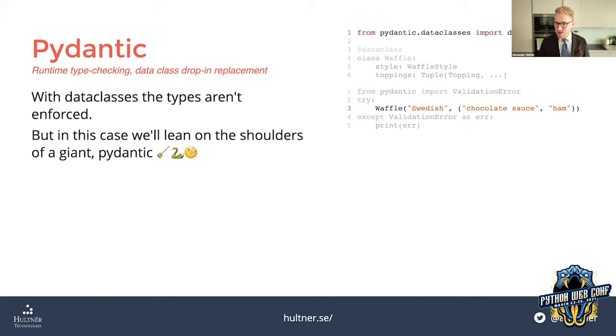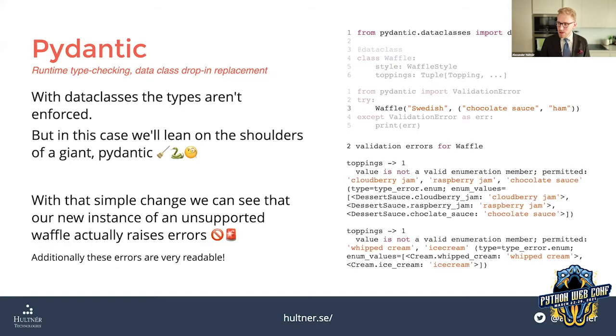And let's see what happens when we create the waffle with ham this time. Now, as you can see, we get a couple of validation errors. Basically, it's saying that the topping we choose, the ham, at location 1 is not a valid enum member of either the dessert sauces or the creams. So chocolate sauce was accepted, but the ham wasn't.